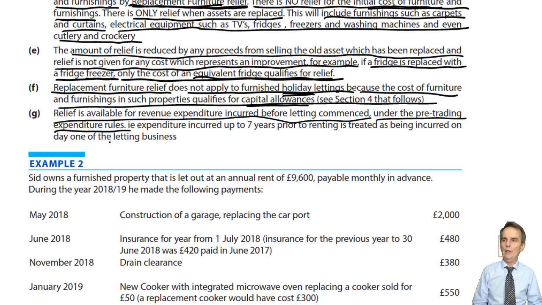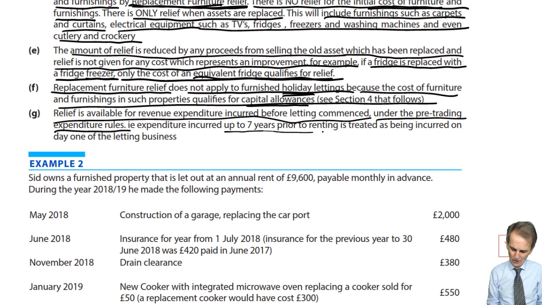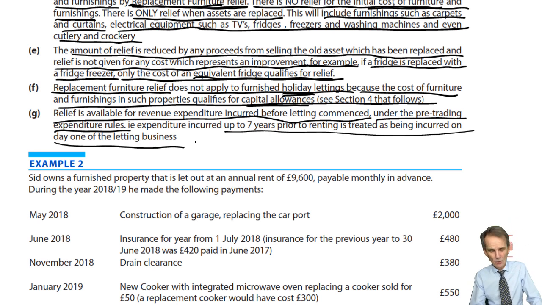Chapter 4, Adjustment of Trading Profits. When you start to trade, you can't just start to trade on day one. You're going to be incurring expenditure before the actual trading starts. And what it says here is that basically, if you've incurred what would have been allowable revenue expenditure up to 7 years prior to renting, it's treated as being incurred on day one of the letting business. Now, it's not so likely here, but it's something that we'll be revisiting when we look at trading income.